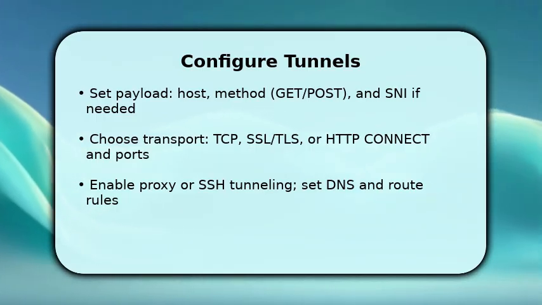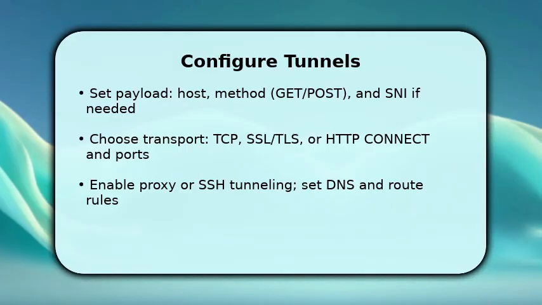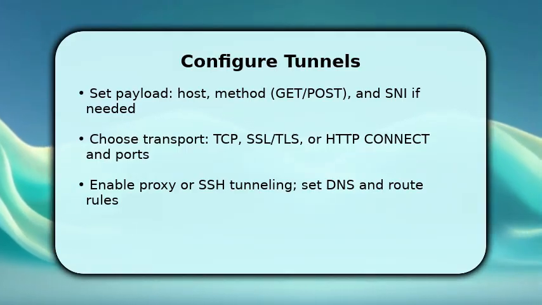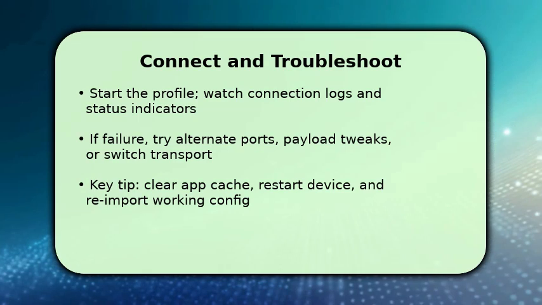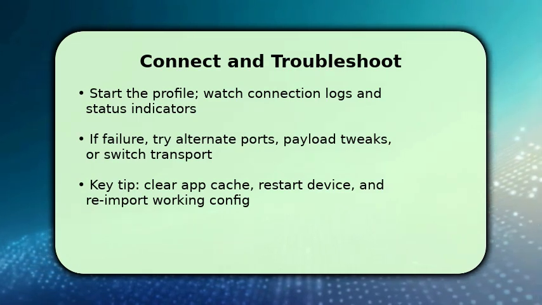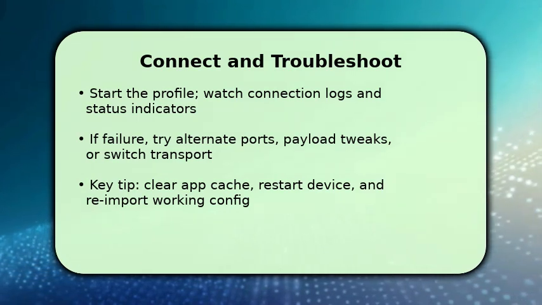Configure proxy or SSH tunnel options if your server requires them, and define DNS and route rules so only desired traffic uses the VPN. Finally, start the profile and watch the logs. You'll see handshake and payload exchanges if successful.